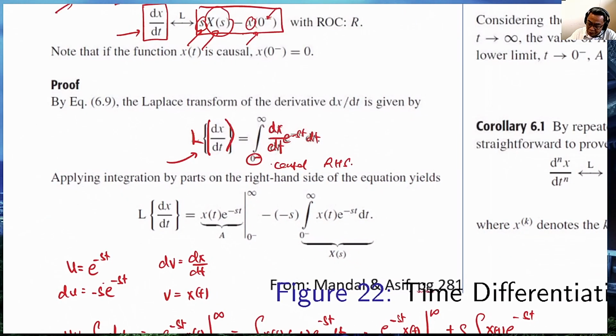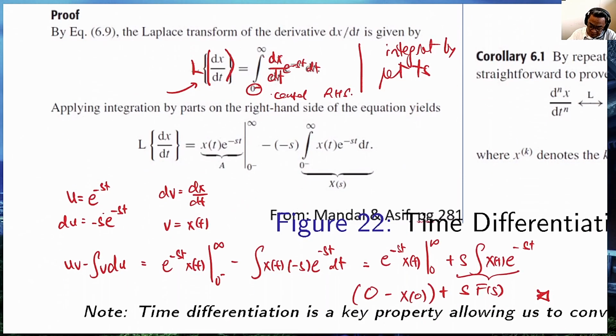Now, when you reach here, to proceed, you must know something called integration by parts. In integration by parts, you have to determine your u and your v. So I can tell you now that your u should be e^(-st). So this is your u, and this is your dv.